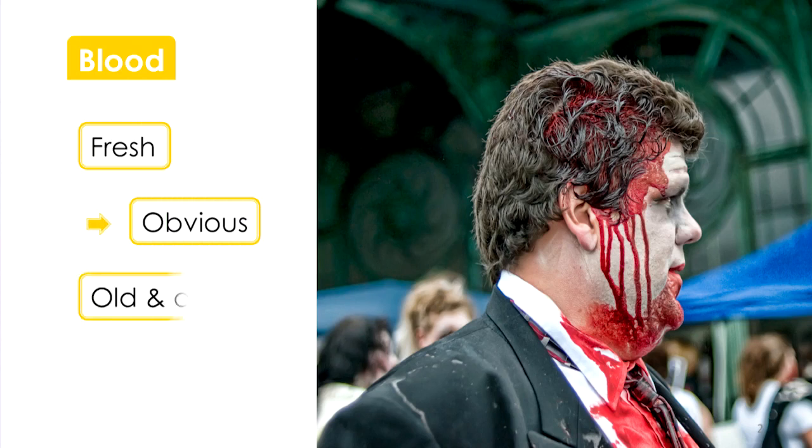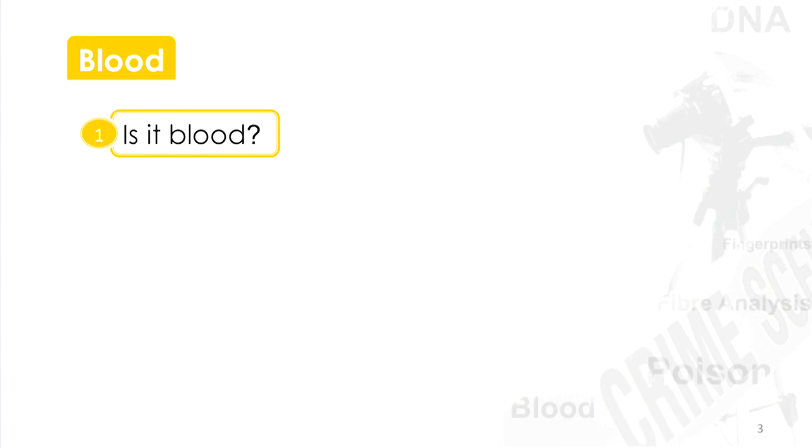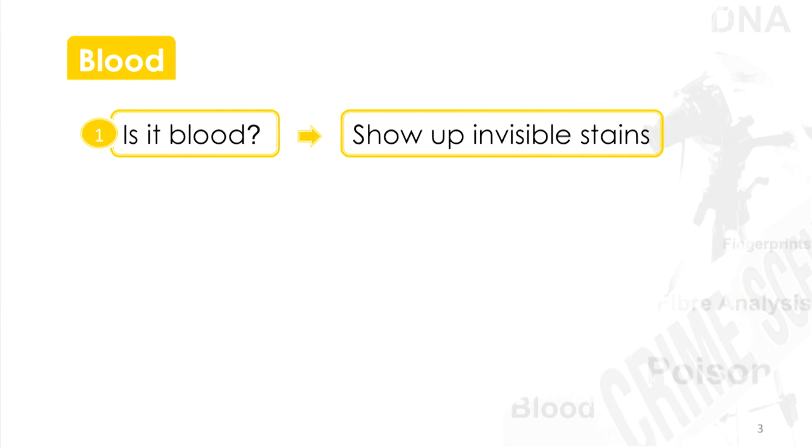If it's fresh blood, then it's fairly obvious that it is blood. But if it's old, dried blood, it's not always possible to tell just by looking at it that it is blood. So we need to have some tests to find out if these stains on the suspect or the crime scene actually are blood. And in some cases, for instance, if the crime scene has been cleaned up, there may be no visible signs of blood. So we need a test to show up these signs of blood.